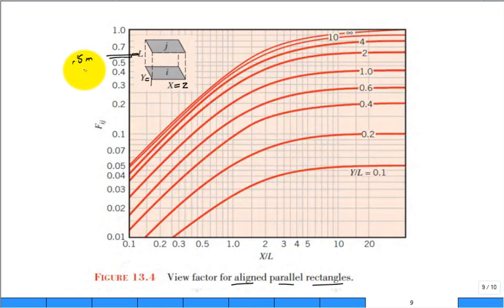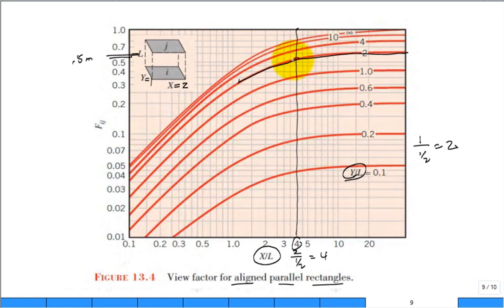0.5? So you just calculate x over L. That's 2 over 1/2. That's 4. So there's 4 somewhere along this line. And then you calculate y over L. Y is 1 over 1/2. That's 2 somewhere along this line.